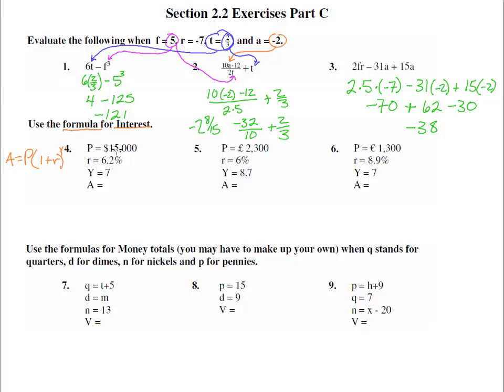Okay, so number 4, $15,000. So let's stick that in and we'll get $15,000 times 1 plus 0.062. And we've got to make sure we do that. That's a 0.062 because it was an interest rate. 1 plus 0.062 is 1.062, all to the, stick in 7 for where y is right there. Let's get our calculator to do this.